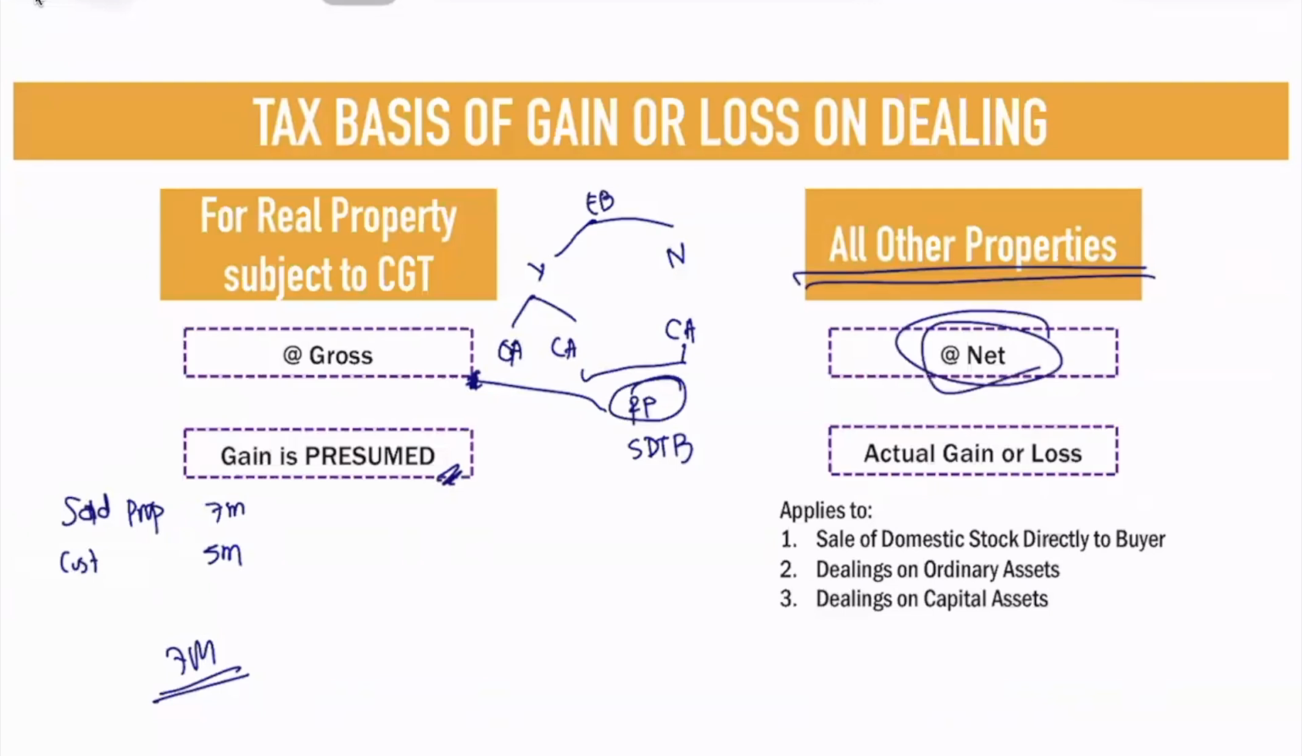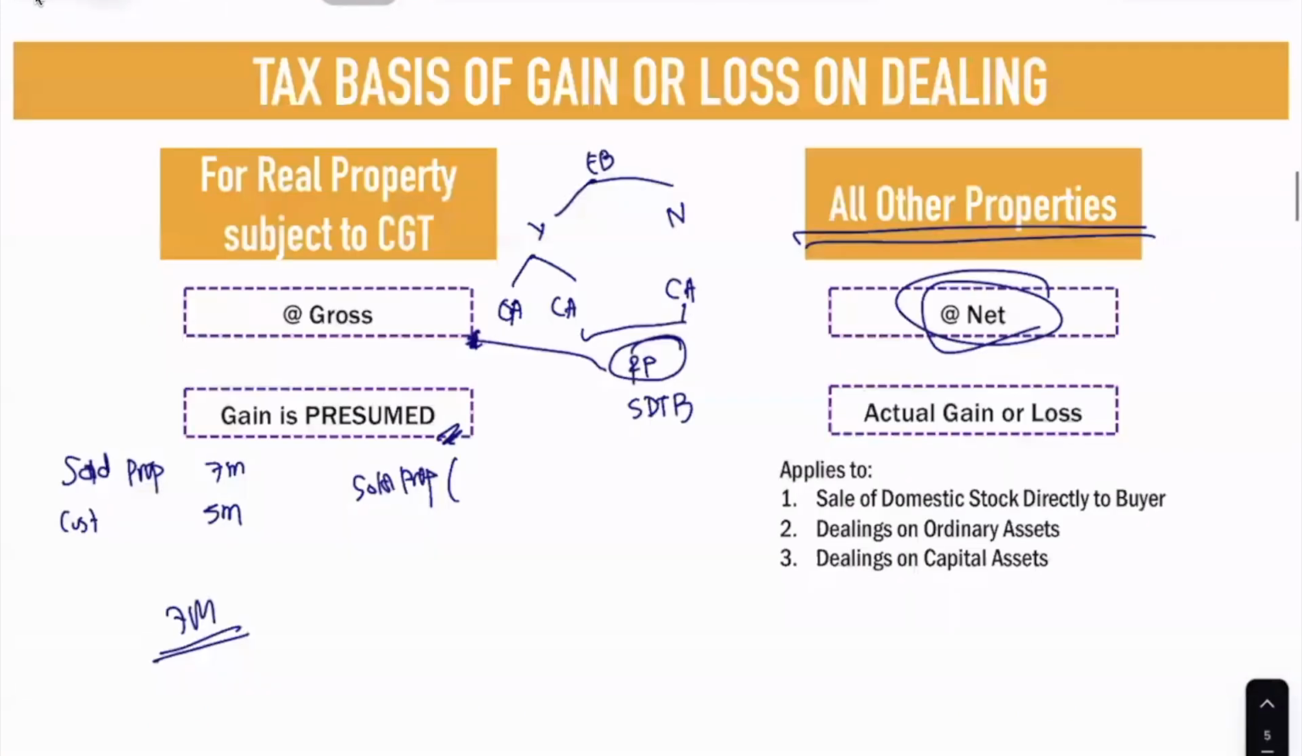So for example, you sold a property. The property is considered as an ordinary asset. So ordinary asset, then we will tax it at net. The sale price is 7 million, the cost is 5 million, then tax the 2 million. We tax it at actual gain or loss. So when will we apply actual gain or loss? Ordinary asset and a capital asset not classified as a real property.